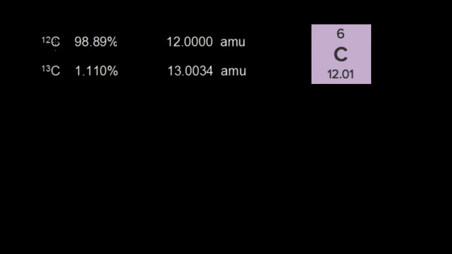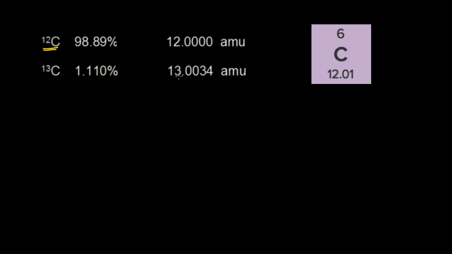We have listed here, we know that carbon-12 is the most common isotope of carbon on Earth. 98.89% of the carbon on Earth is carbon-12. And we know that by definition, its mass is exactly 12 atomic mass units. Now, that's not the only isotope of carbon on Earth. There are other isotopes. The next most frequent one is carbon-13. 1.11% of the carbon on Earth is carbon-13.